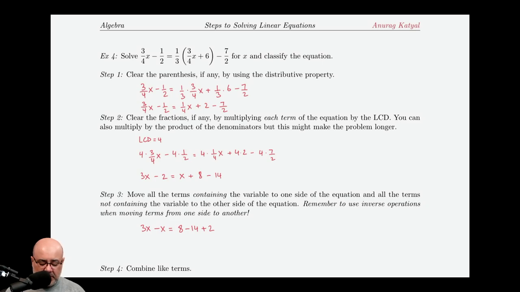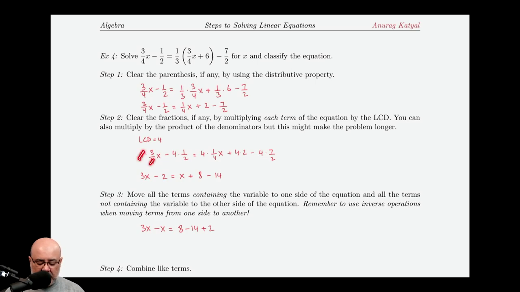Now all I've done is multiplied each term of the equation by 4. Notice it's each term, not just the terms that have fractions. The 2 doesn't have a denominator, I still have to multiply it by the LCD. Whatever you do to one term must be done to all the other terms as well. And the reason we do this is now I can clear all the fractions in one step.